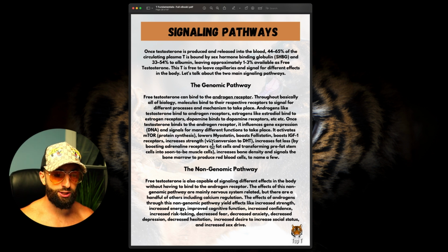The effects of androgens through this non-genomic pathway yield effects like increased strength, increased energy, improved cognitive function, increased confidence, increased risk-taking, decreased fear, decreased anxiety, decreased depression, decreased hesitation, increased desire to increase social status, and increased sex drive. Now, the mechanism behind the non-genomic pathway is that free testosterone actually binds to different receptors for other molecules.